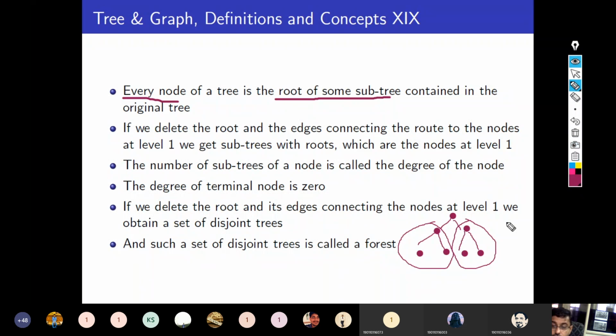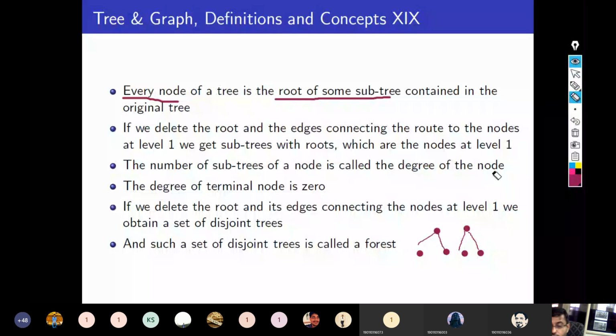So what it says is, if you remove the root node and the edges which are connecting, then you will get the subtrees, right? All the nodes which were at level 1, those many subtrees you will get. So the number of subtrees of a node is called the degree of the node. So here the degree of this node is 2, because from this there are 2 subtrees, right?